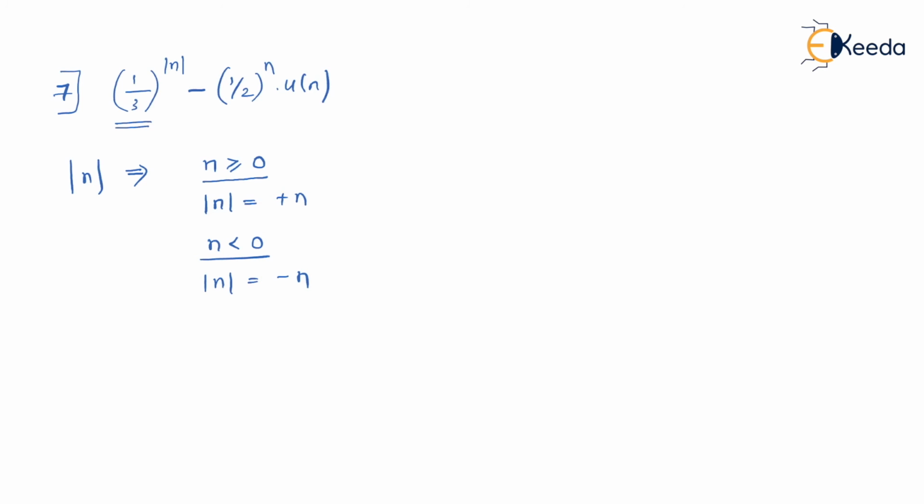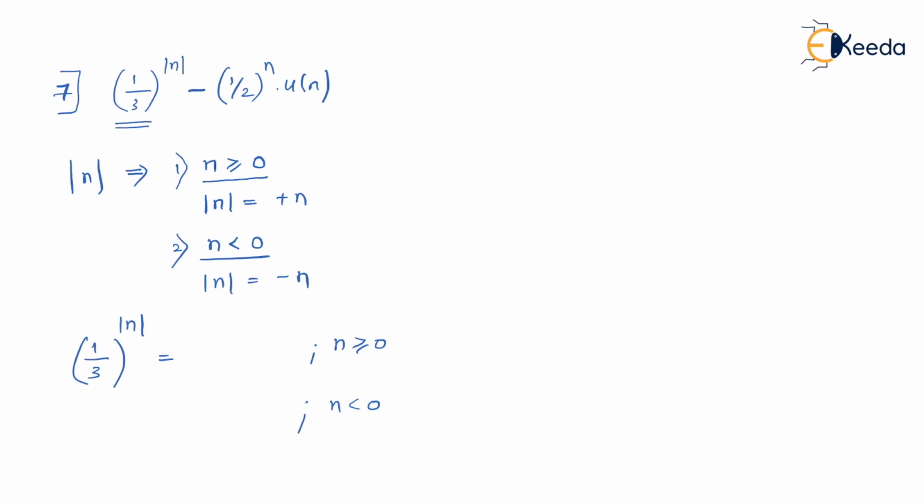I hope the point is clear. See, mod of n should be interpreted in two different intervals. For n greater than or equal to 0, replace mod of n with positive n. Secondly, for n less than 0, replace mod of n with minus n. Let us do this. 1 by 3 mod of n will have a value. So for two intervals I'm going to define, for n greater than or equal to 0 and for n less than 0.